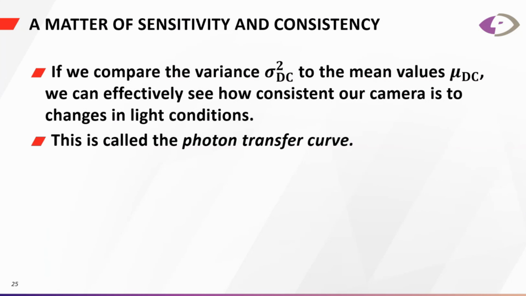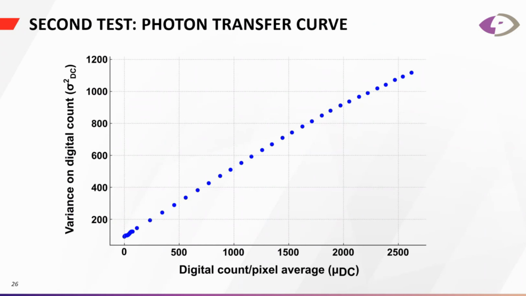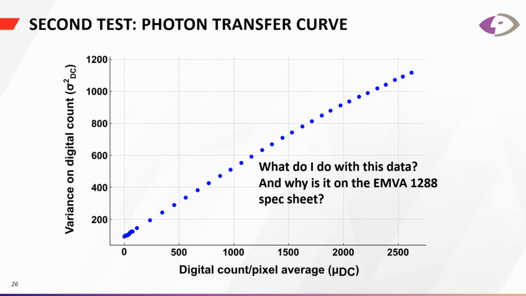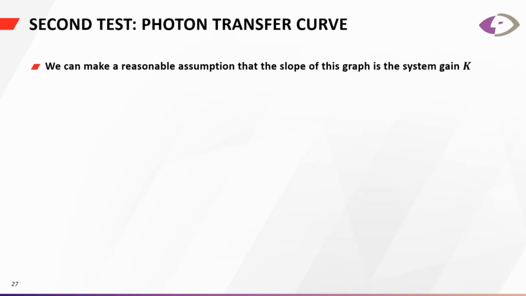And again, everything we have here is also real data from the T4040 camera. And you'll see here the variance dependent on the digital count. So effectively, you're looking at how consistent your camera is over variations in light conditions. But it's okay, maybe it's not very intuitive. Like, what do you do with this data, and why is it on the spec sheet? So you can make a reasonable assumption that the slope of that graph is the system gain K, which is why the system gain is important. You might say, huh?